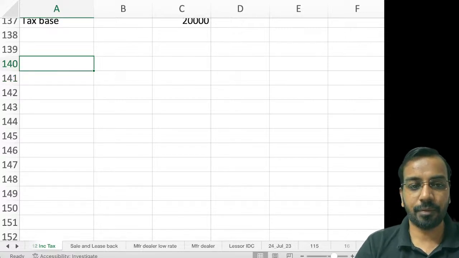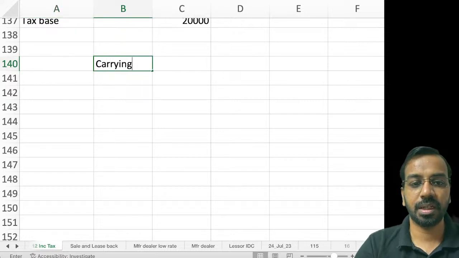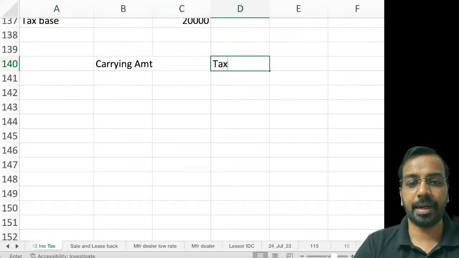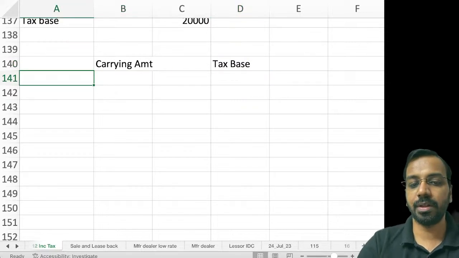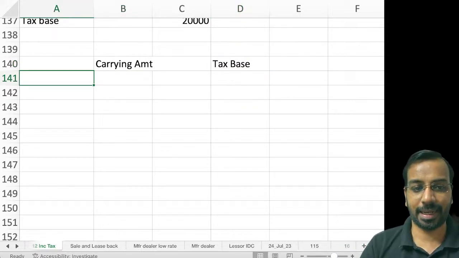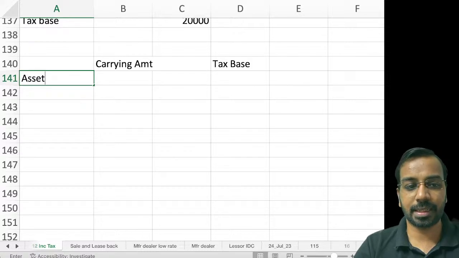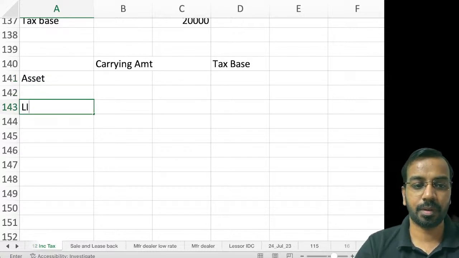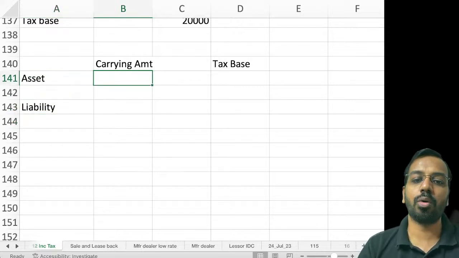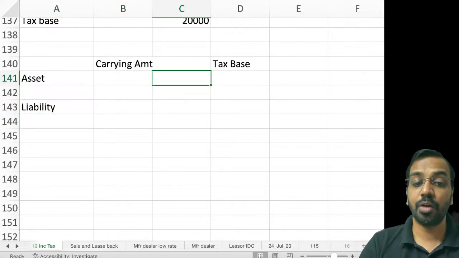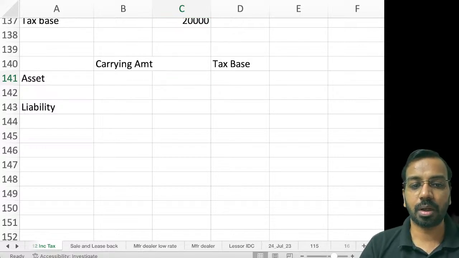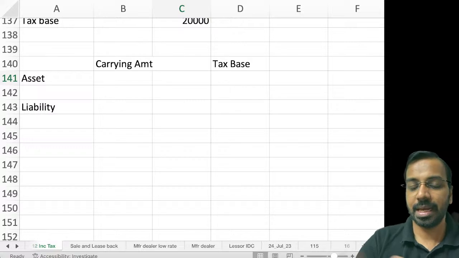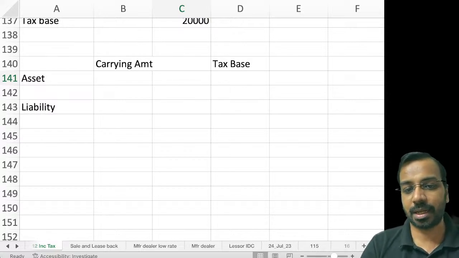So you can have carrying amount and tax base, and it can be for an asset and it can be for a liability. So you have the carrying amount and the tax base, which you need to compare. You have to compare the carrying amount of asset and the tax base, and the carrying amount of liability and the tax base, and accordingly we'll have to decide.